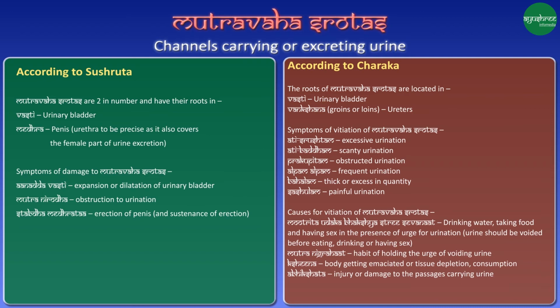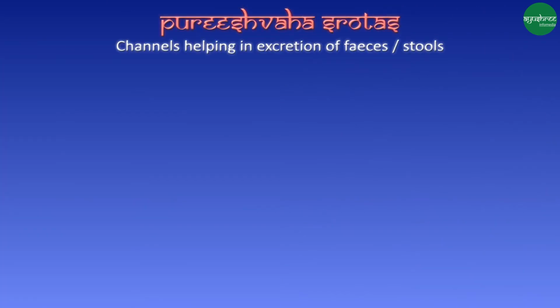Symptoms of vitiation of Mutrava Srotas are excessive urination, scanty urination, obstructive urination, frequent urination, thick or excess in quantity, and painful urination. Causes of vitiation of Mutrava Srotas are habit of holding the urge of voiding urine as a regular practice, body getting emaciated or tissue depletion, consumption, injury or damage to the passage carrying urine.